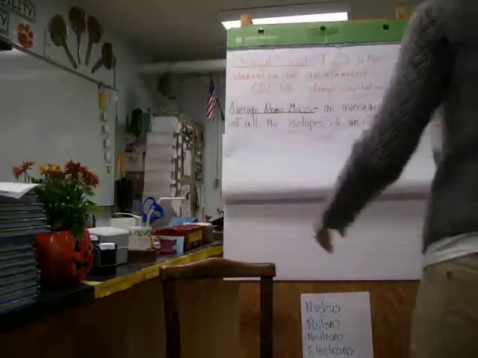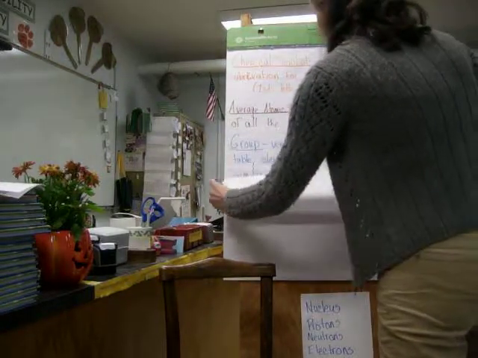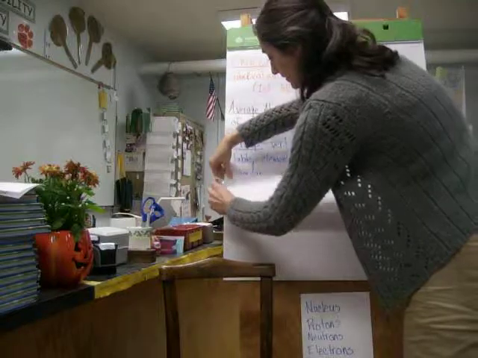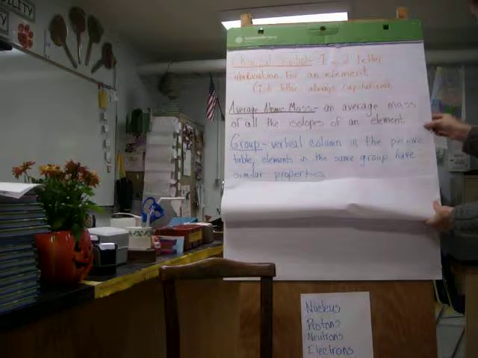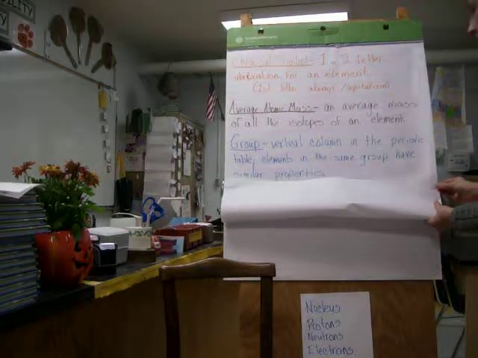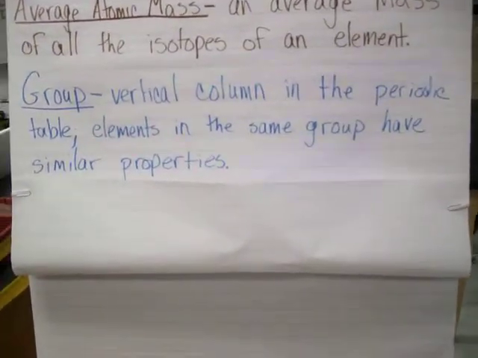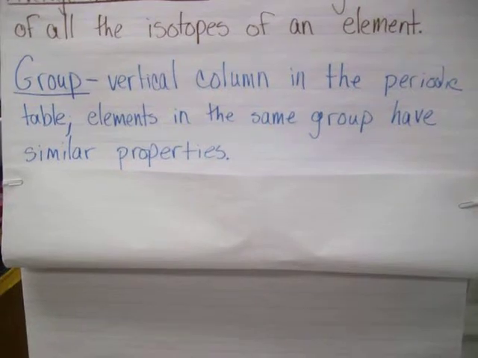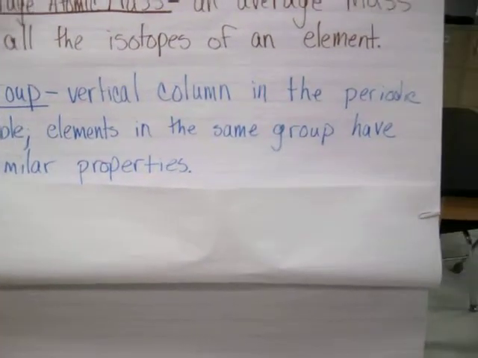So I'm going to define group for you guys, and I'm going to have you write that down, please, and thank you. Oh, my paper clips are failing me. Okay, so we have a group, which is a vertical column in the periodic table. Elements in the same group have similar properties. It's just kind of an extra piece of information there because it's helpful and useful. I want to help you. All right. Group: vertical column in the periodic table. Elements in the same group have similar properties. Press pause if you didn't see that.